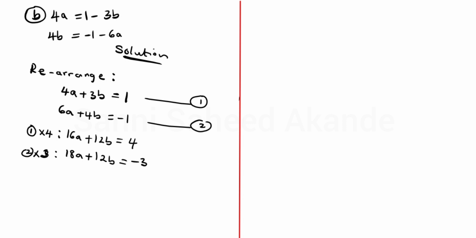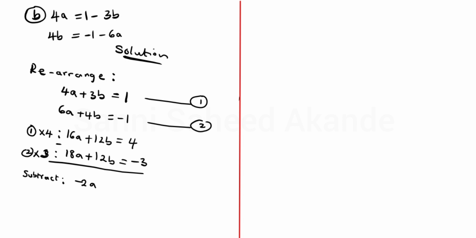Now this is what I'm going to do. We are going to subtract these two equations from each other. Subtract now. Okay, so if I put my minus sign here, I'm going to have 16a minus 18a, so that will give us minus 2a. Then 12b minus 12b, that will be equal to 0 automatically, so b is gone already.